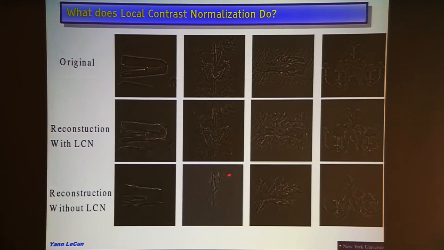It's probably clearer on these examples. I'm sorry, it's the other way around. This is with contrast normalization, this is without. And what you see is there's a lot more information that seems to be preserved with the contrast normalization. You're able to reconstruct the image much better than if you don't. And so what that means is that the contrast normalization has the effect of preserving more information about the input in the features, which is probably why it works.